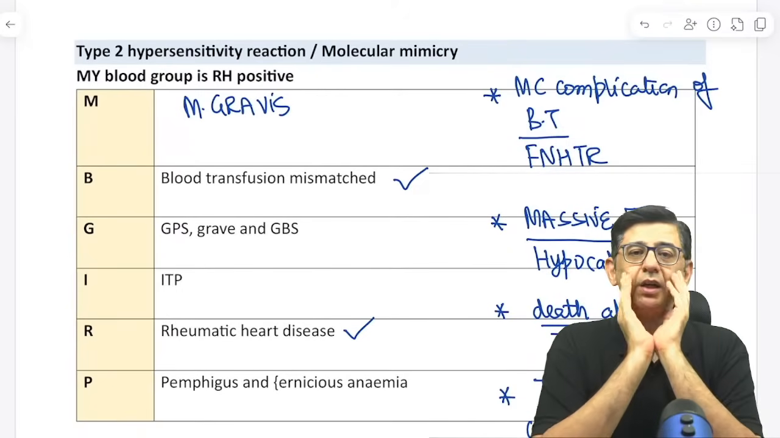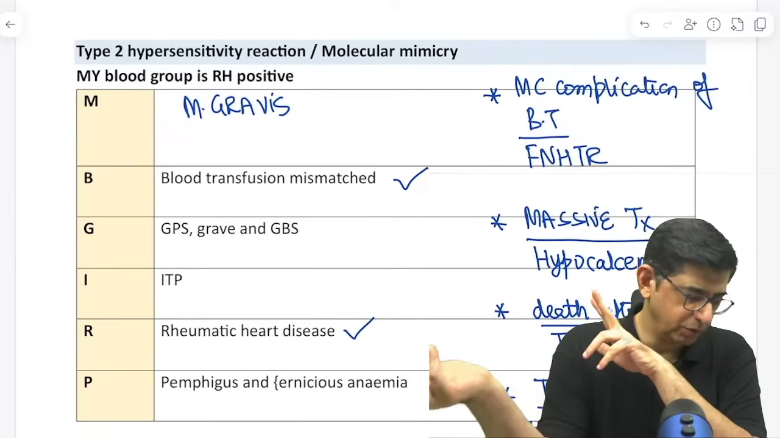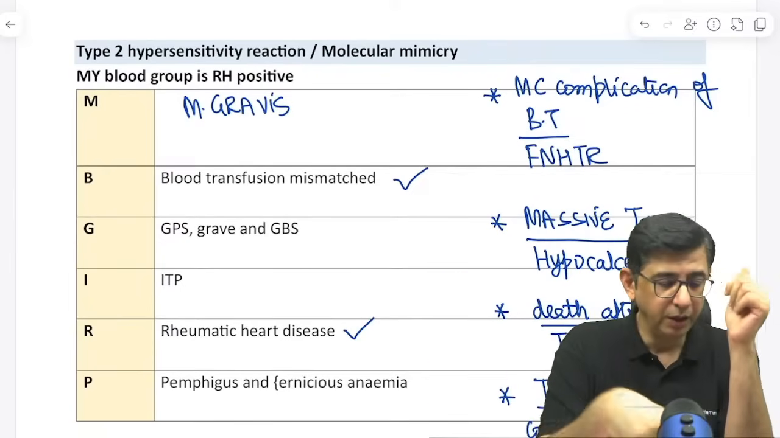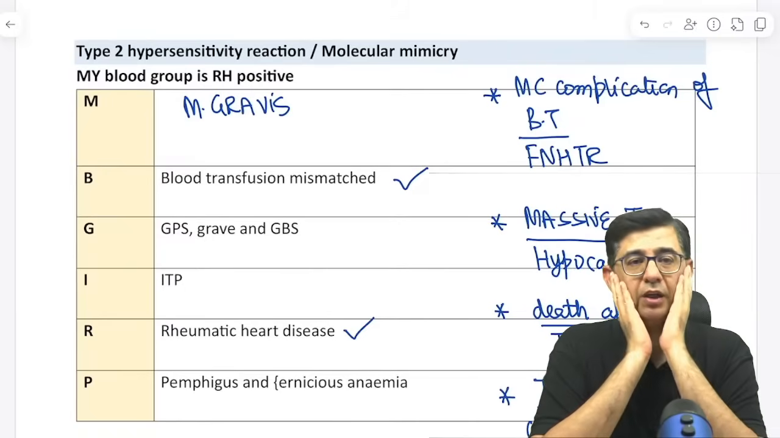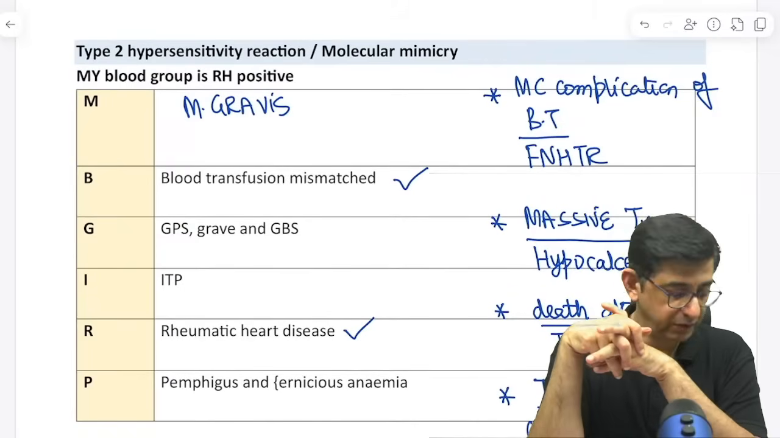For myasthenia gravis, you have to tell the investigation and the choice. Yeah, lethal triad also. It's also called as lethal triad. Yes, guys. More people, please. What is the investigation choice for diagnosis of myasthenia gravis?